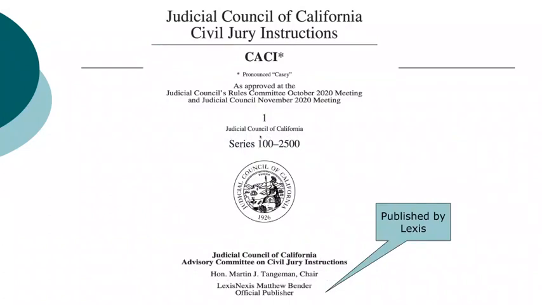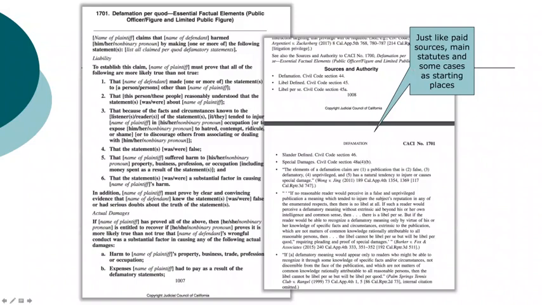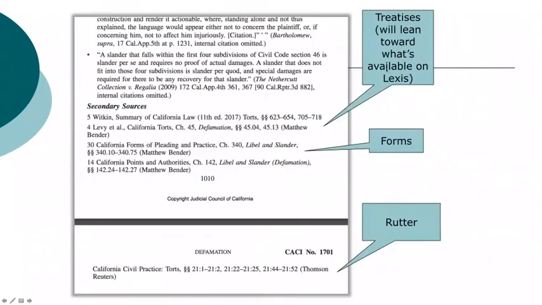So you'll see, just like the paid sources we looked at, it will give you secondary sources as starting places. Because it is published by Lexis, it's going to lean toward what's available on Lexis. We're going to take a look at forms of pleading and practice in a minute, but it does have cross-references as well to the Rudder guide. So again, for something that's free, this is an unbelievably useful way to start looking for other sources.